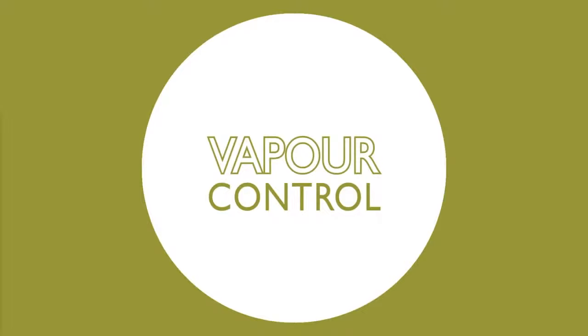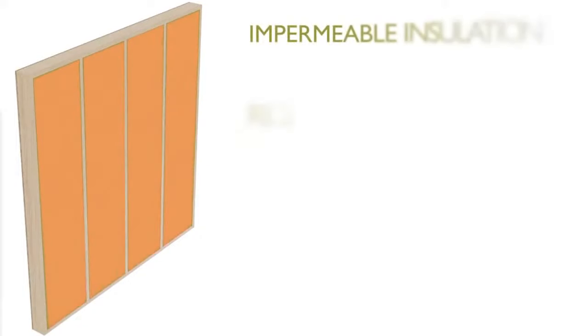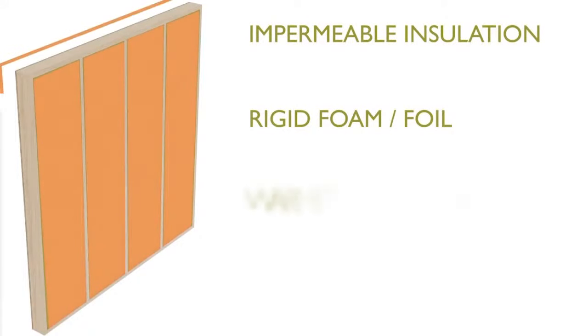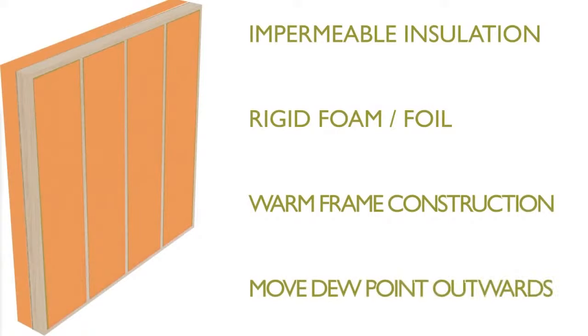So if we move the air barrier externally, we need to ensure that moisture is adequately controlled to prevent any condensation problems from arising. This can be achieved by either using insulation with a lower permeability to moisture vapour, such as most types of rigid foams, or by using a warm frame construction with insulation placed externally to limit temperature drops and ensure the dew point does not occur internally.